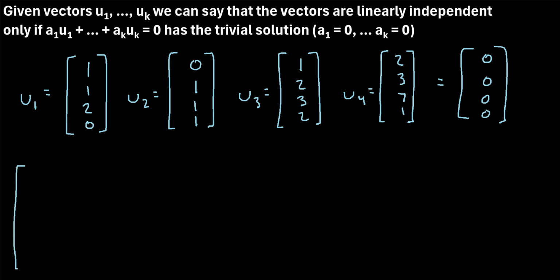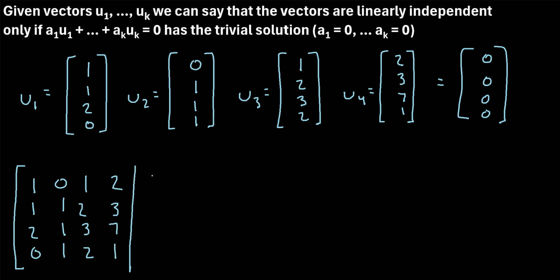So let's write that. Our augmented matrix will be: the first column will have the values from u1, the second column will have the values from u2, the third column will have the values from u3, the fourth column will have the values from u4, and as we said, the augmented column will just have all zeros. So we need to convert this matrix to row echelon form.